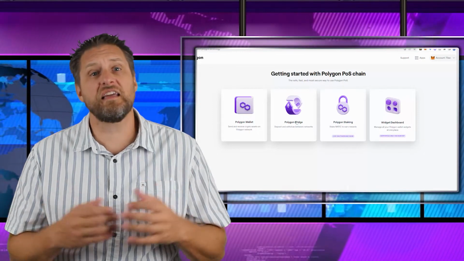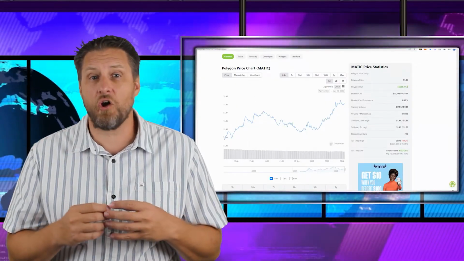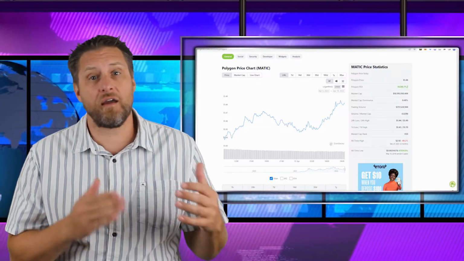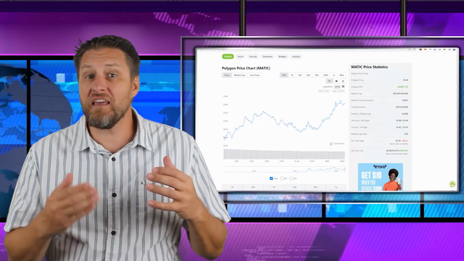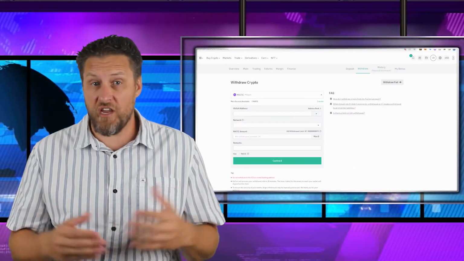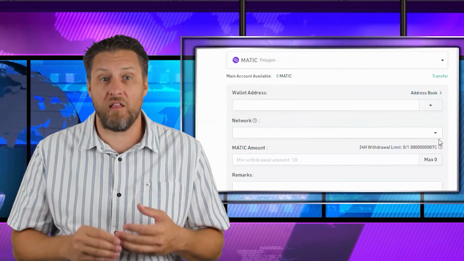As you can see, this can get expensive, but there is a way around these fees, and that's to start and stay on the Polygon network. See, Polygon has its own native token called Matic, and you can get this token on almost all exchanges. When you withdraw Matic from your exchange, make sure you withdraw it on the Polygon network.